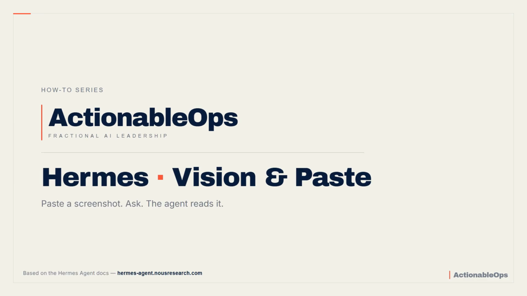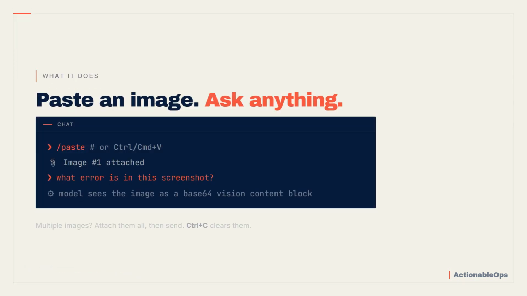From Actionable Ops, here's how to paste an image into Hermes and have it actually see with Vision and Image Paste. The flow is dead simple.